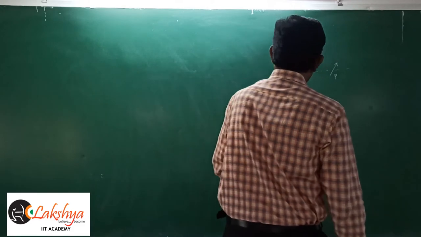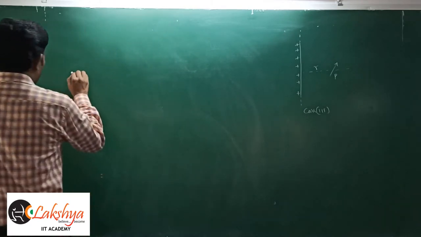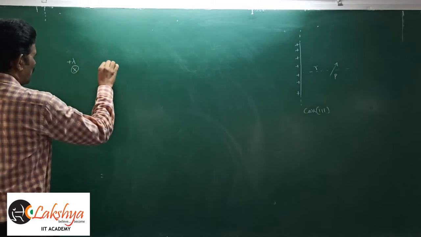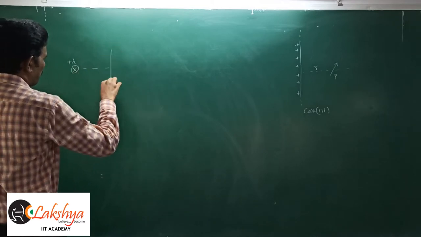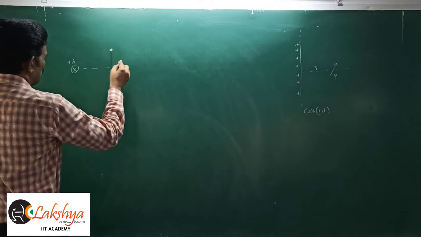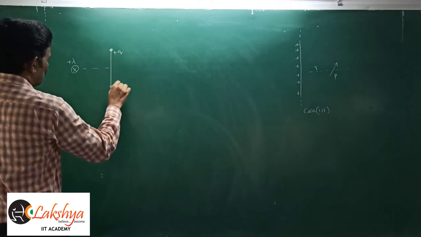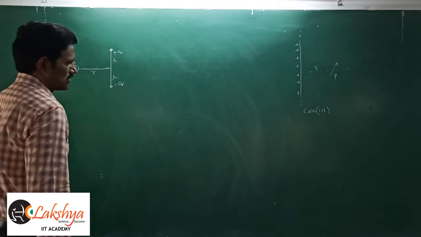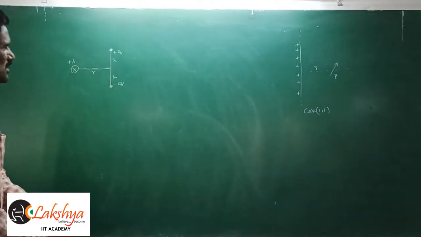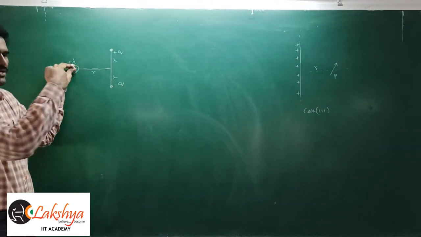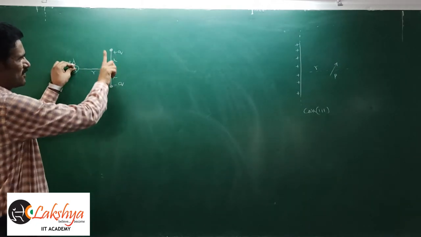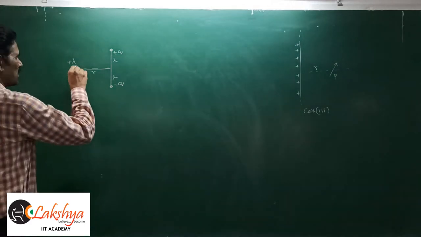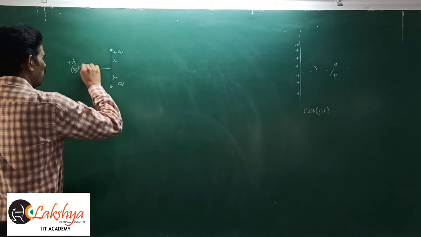So here, I am taking this line of charges perpendicular to this plane, and the dipole is placed like this. That is the situation we are considering here. So now I can write that the electric field due to this line of charge at this point will be along this direction.